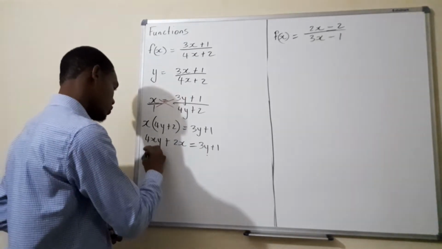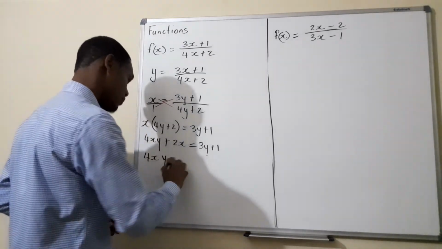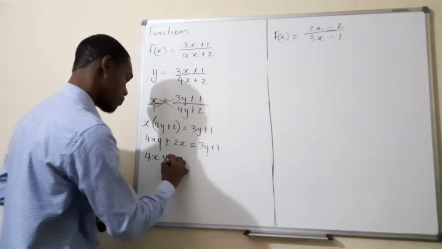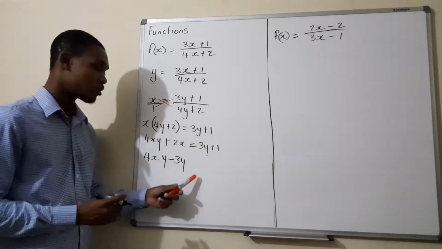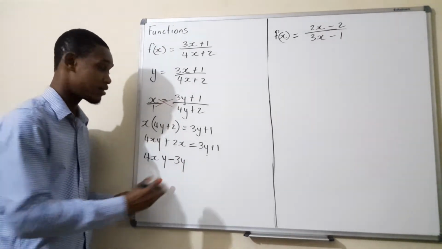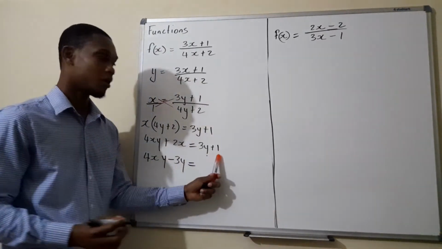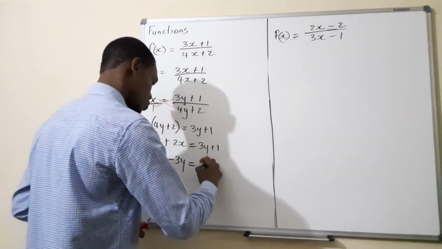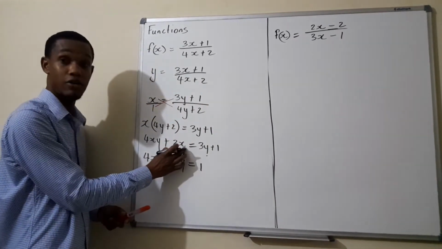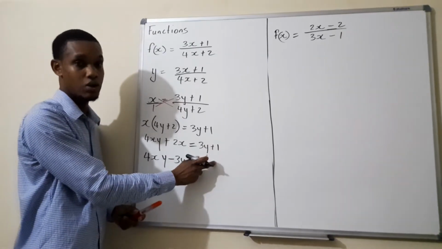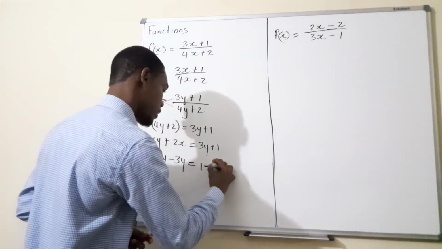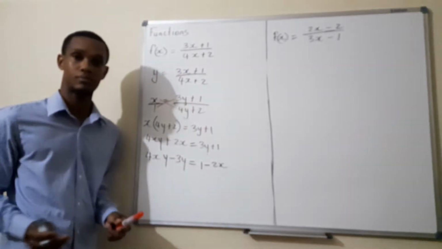So you'll say 4xy, bring this over, minus 3y. Because you only want the terms with the y's on the same side, you'll put your equal sign, put back this one, so that's 1. Now you're going to get rid of this. There's a plus sign before it, so it will go on the other side of the equal sign now. So it will become minus 2x.